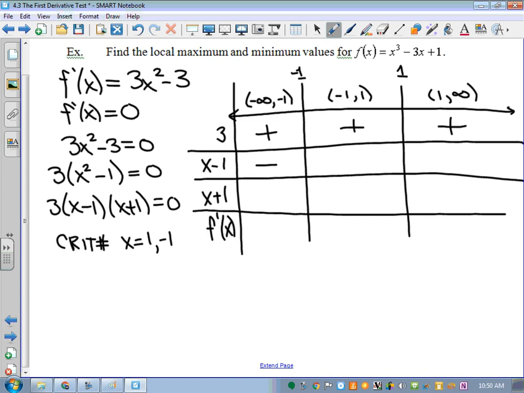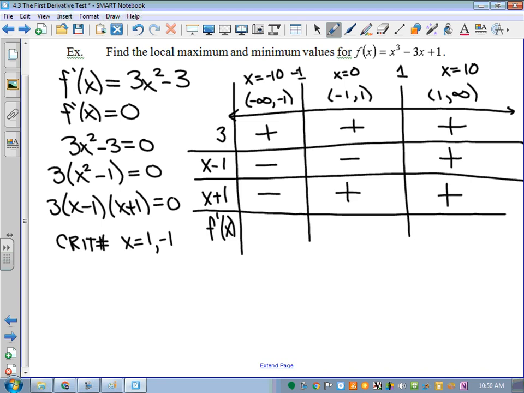Remember that you can pick a number. So I could use, let's just say, x equals negative 10 here, x equals 0 here, and x equals positive 10 there. If I plug those numbers into the factor, that will tell me if it's positive or negative. Negative 10 minus 1 is negative 11, so that checks out. 0 minus 1 is negative 1. And then finally 10 minus 1 is positive 9. Okay, we'll do that same concept for the third factor. Negative 10 plus 1 is negative, 0 plus 1 is positive, and 10 plus 1 is positive as well.